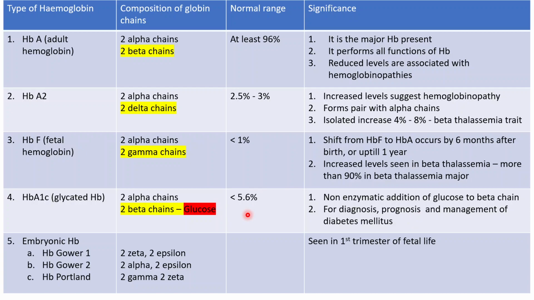That means when we start treating diabetes mellitus, we want to see that the percentage of HbA1c is appropriate, as per requirement. Then we have other types of normal hemoglobin. Those are embryonic hemoglobins, Gower 1, Gower 2, and Portland. These are seen in the first trimester of fetal life. So these are the types of normal hemoglobin: adult hemoglobin, hemoglobin A2, hemoglobin F, and HbA1c. That you should remember.